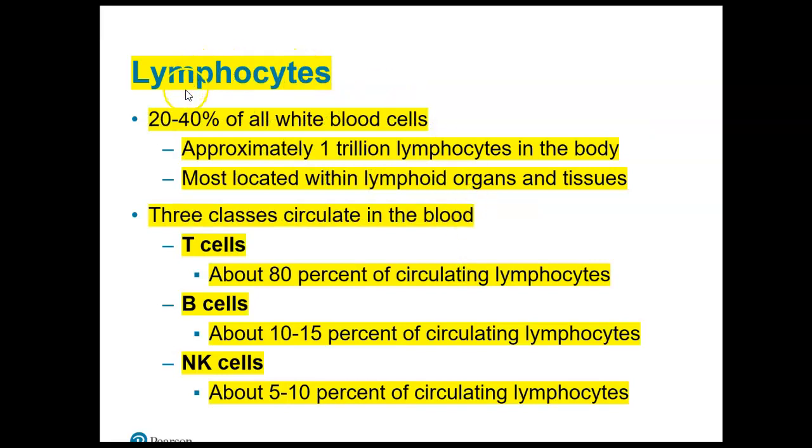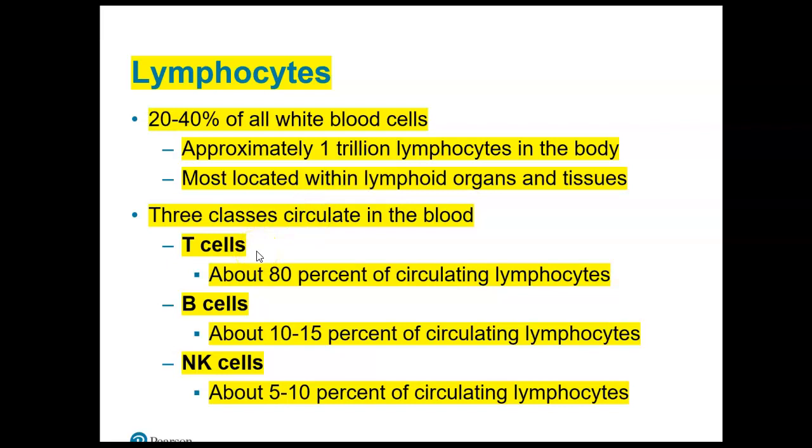All right, lymphocytes are 20 to 40% of all white blood cells, and the reason it varies is because you're going to have more when you do have an infection, or when your immune system is more active. There are approximately 1 trillion lymphocytes in the body, and most are located within lymphoid organs and tissues.